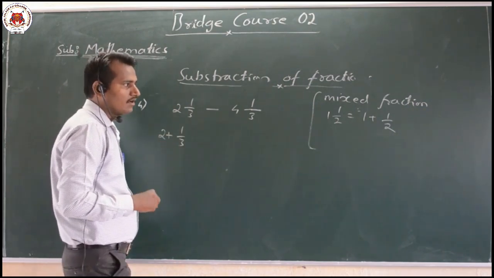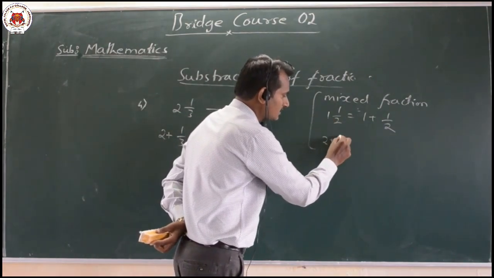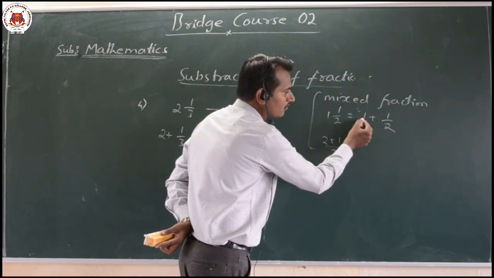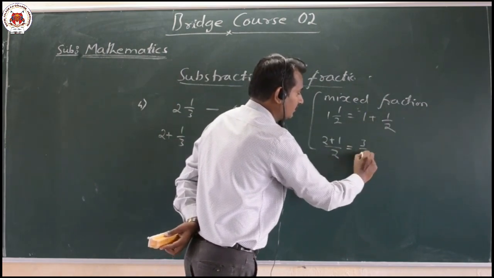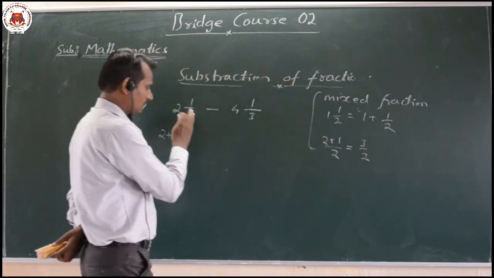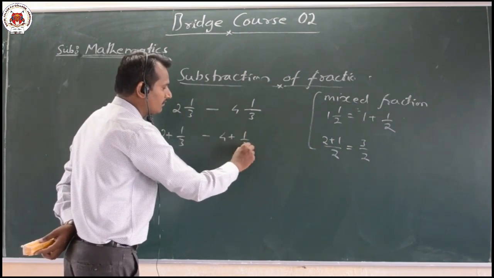Or else you can solve it directly also. How do we solve it? 2 into 1, that is 2, plus 1, divided by 2, that is 3 by 2. In that manner also we can solve it. That is nothing but here minus 4 plus 1 by 3.